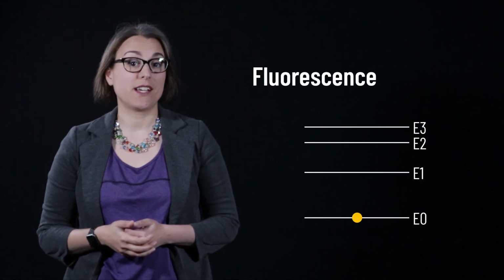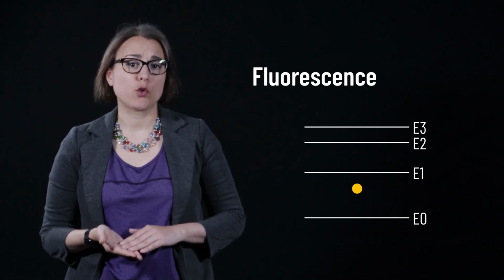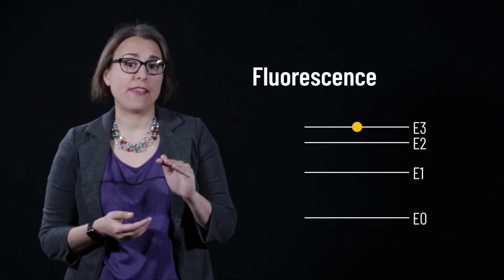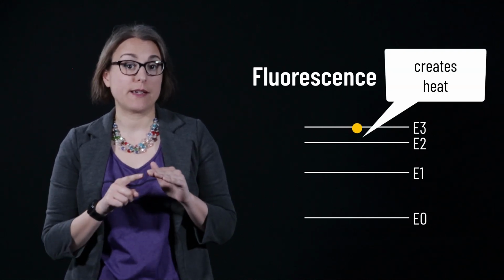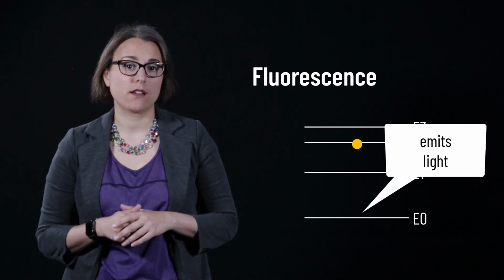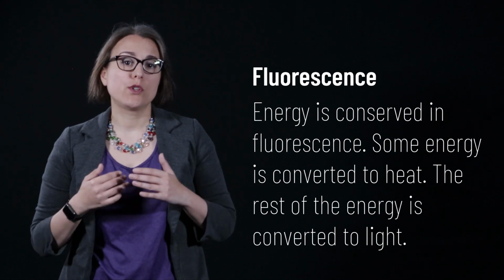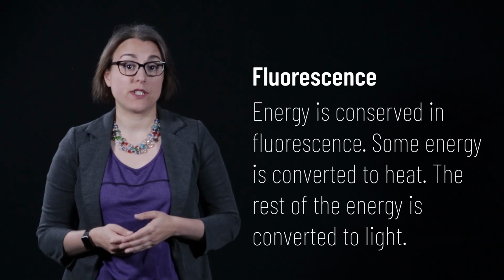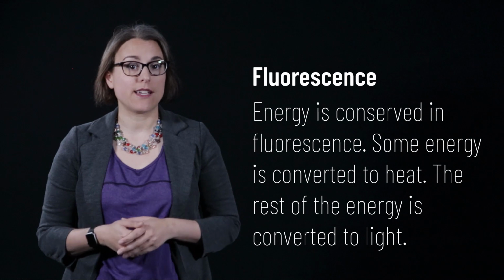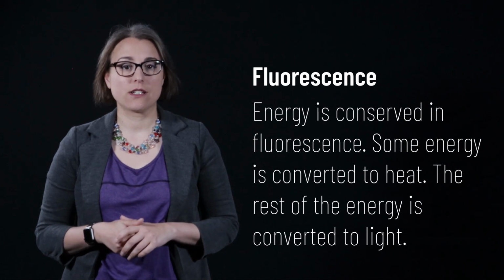Fluorescence is a process of light emission where an object absorbs light at a high frequency and then during the electron decay process emits light at a lower frequency. During this process, a minor amount of heat is generated, which is what causes that change in frequency between the absorbed and emitted light. Energy is conserved.